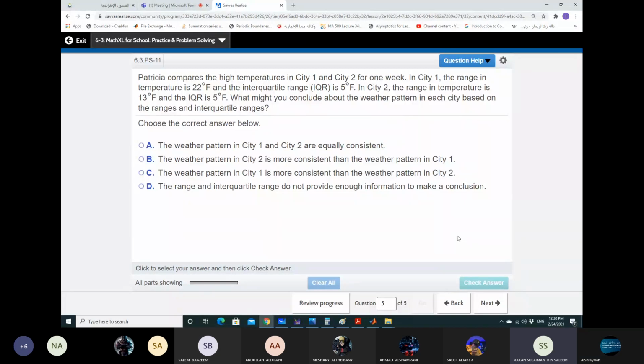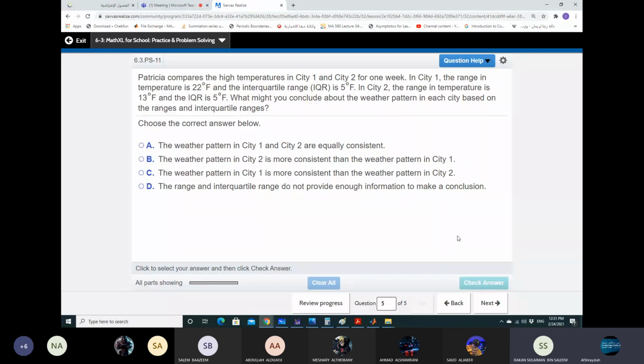Compare the high temperatures in city 1 and city 2 for 1 week. In city 1, the range in temperature is 22 Fahrenheit, and the interquartile range, IQR, is 5 Fahrenheit. In city 2, the range in temperature is 13 Fahrenheit, and the IQR is 5 Fahrenheit. Remember, the interquartile range is calculated using Q3 minus Q1.